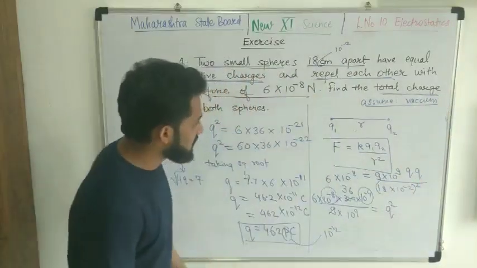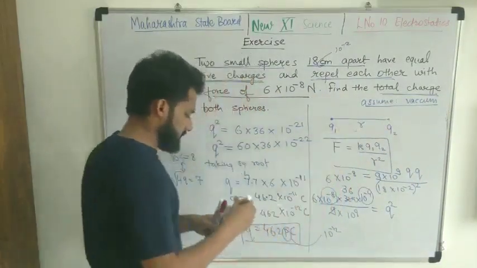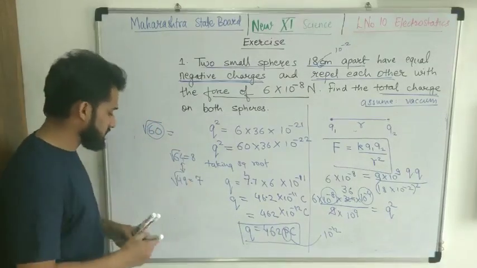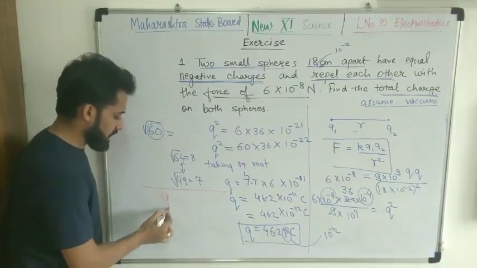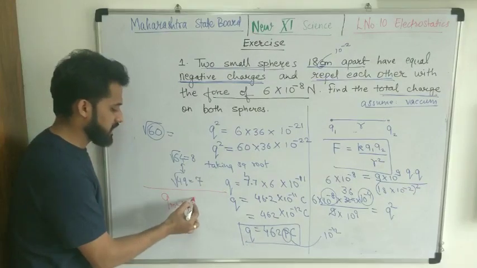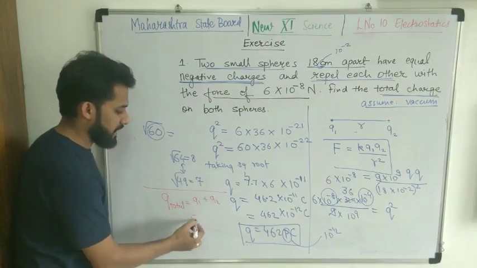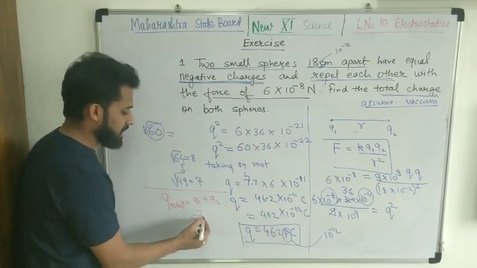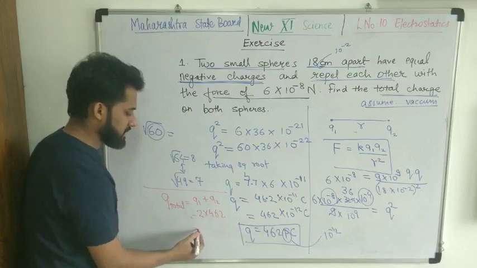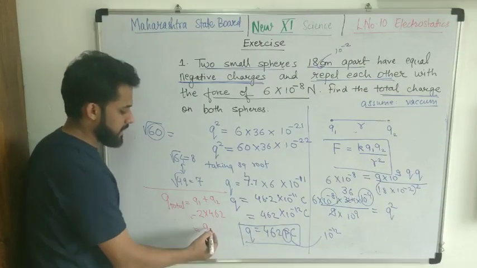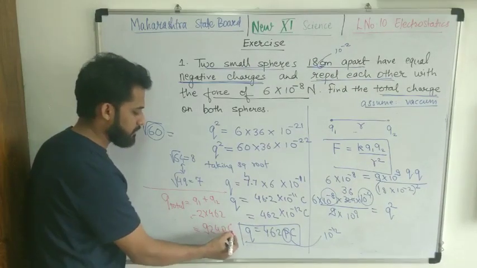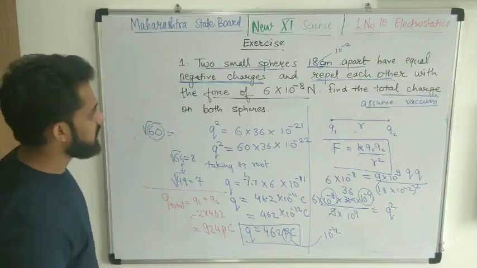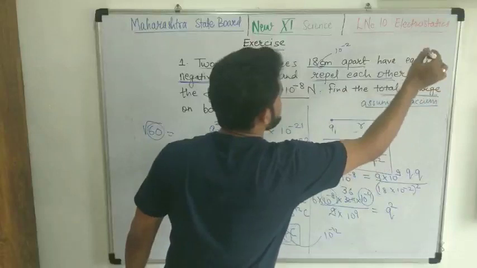So the total charge on this sphere as well as this sphere will be the sum of both the charges, and therefore the final answer, the total charge, will be Q1 plus Q2. If I add these two charges, both the charges are equal, so it will become twice of 462, so the answer comes out to be 924 picocoulomb. But still, if you observe the question very carefully, it is clearly mentioned the charges are equal but both are negative.